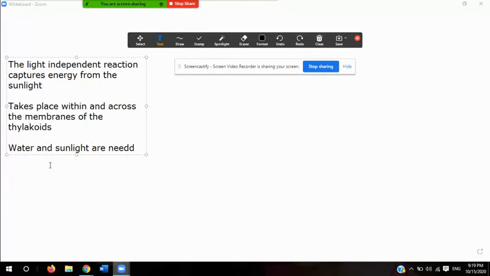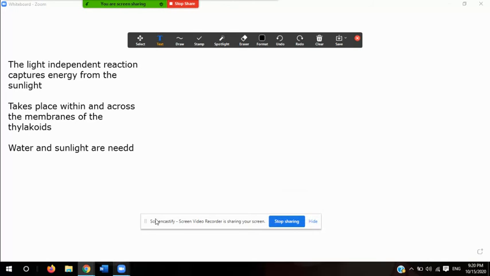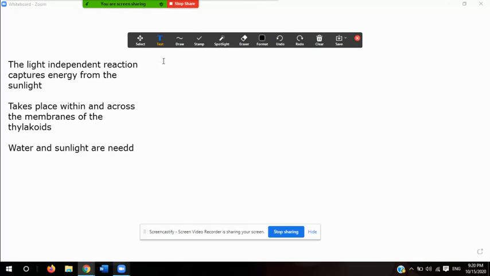So let's summarize them real quick. We're talking about the light independent reaction. It captures energy from the sunlight. It takes place within and across the membranes of the thylakoids, and water and sunlight are needed. So let's talk about the steps. There are a lot of steps in photosynthesis. However, we're going to give you an overview, and we're only going to do, very generally, step 1 and step 2. So step 1 is chlorophyll absorbs energy from the sunlight.